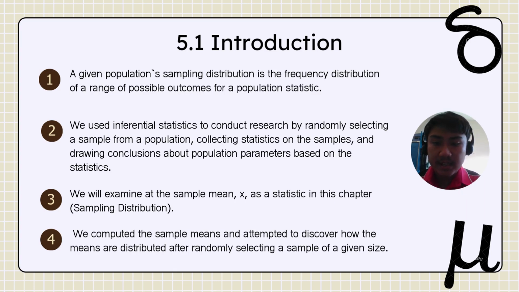Second, in our group we use inferential statistics to conduct research by randomly selecting a sample from a population, collecting statistics on the sample, and drawing conclusions about population parameters based on the statistic. Number three, we will examine the sample mean X as a statistic in this chapter. And the last one, we compute the sample means and attempt to discover how the means are distributed when randomly selecting a sample of a given size.